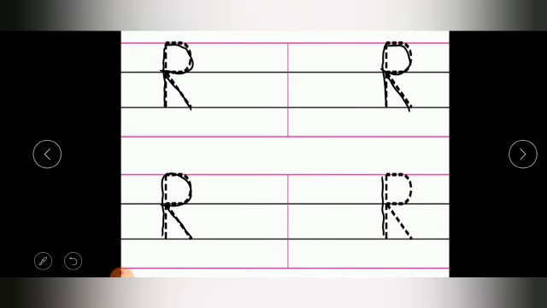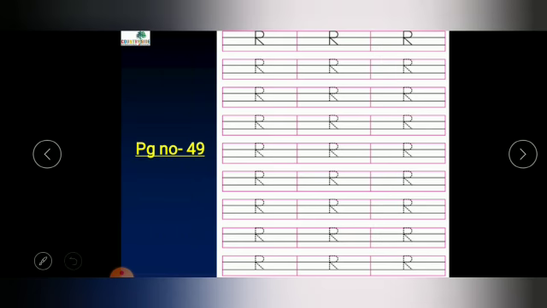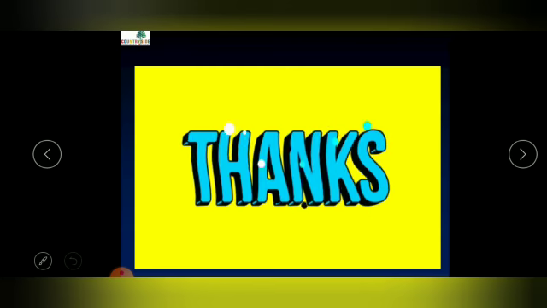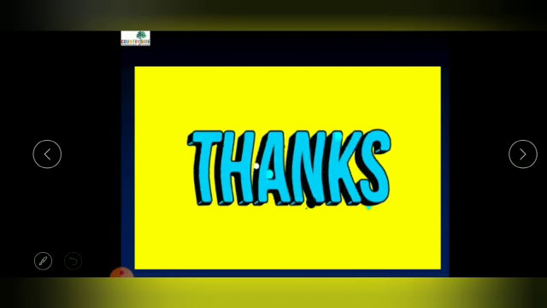This way you can write capital letter R. Capital letter R. And I hope you all will complete this page. Page number 49. So I hope you all understood the concept of capital letter R, vocabularies, how to trace capital letter R. That's all for the day.